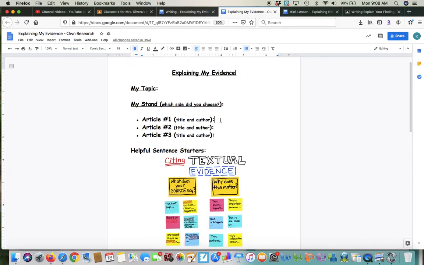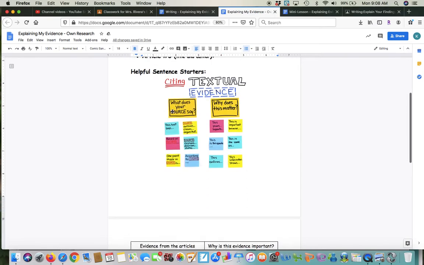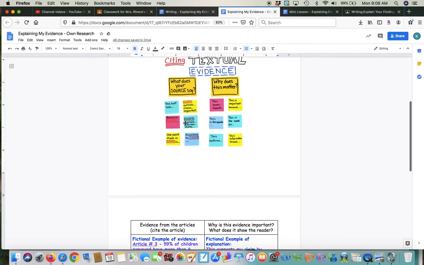So you're going to have article number 1, name of the article, who wrote it. Article number 2, name of the article, who wrote it. And article number 3, name of the article, who wrote it. Then, remember, you could use this to help you.